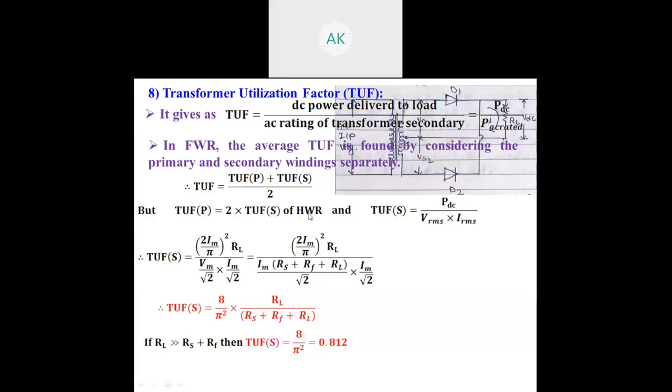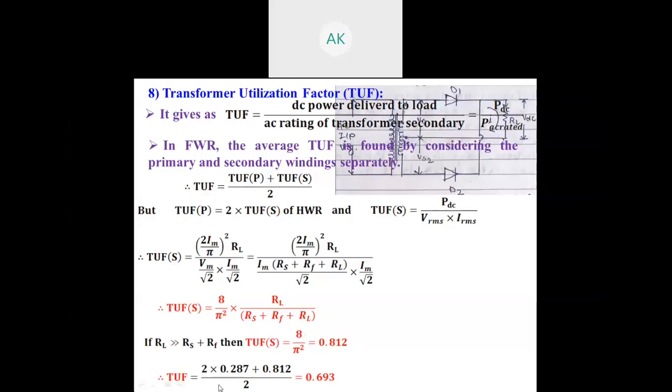What is the TUF of a half wave rectifier? Yes guys, it's 0.287. So for the half wave rectifier we have found it is 28.7%, given as 0.287. Simply we will plug in the values: the primary is 2 times the TUF of the secondary, which is 2 times 0.287, plus the TUF of the secondary, which we have already found is 0.812.